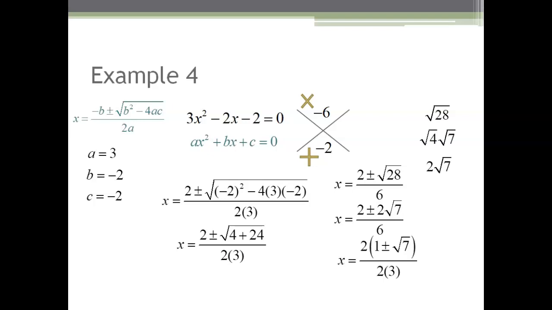So that's going to leave us with 2 times 1 plus or minus root 7 in the numerator. It's like factoring out a GCF of 2. And then in the denominator, the 6 can be broken down to 2 times 3. And then the 2 over 2, that's just equal to 1. Those cancel each other out. And that leaves us with x equals 1 plus or minus the square root of 7 over 3. And that is going to be our final answer for this last example.